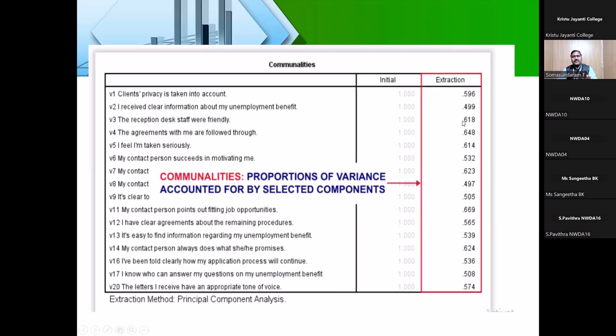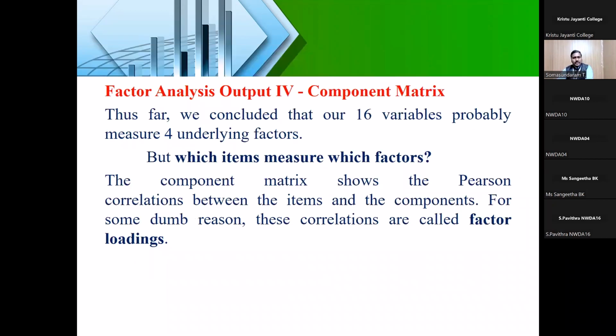I can get the confirmation on those things based on this extraction variable by looking into the value, whether it is more than 0.4 or not. This is the next output table, right? And after this, the fourth one is the component matrix.